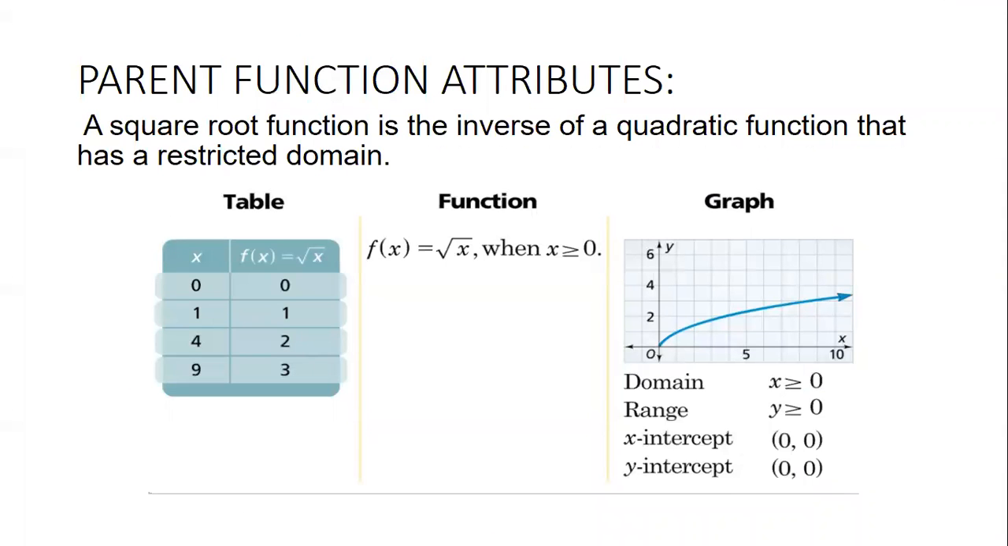As far as attributes go, we've learned the parent functions before, right? So we've gone over our parent functions and what they are and what they look like and what the main values are. But for the square root function, remember it's the inverse of a quadratic function that has a restricted domain, okay? So the restricted domain is that x has to be greater than or equal to 0, and that's because underneath the square root, you cannot have a negative. So under the square root, it's no negatives. That's what that 0 is telling us, okay?